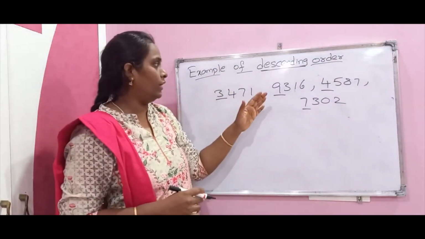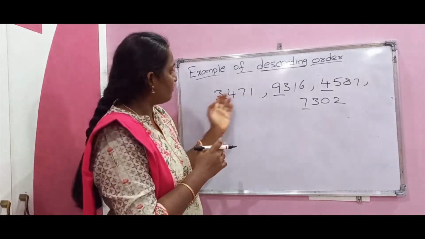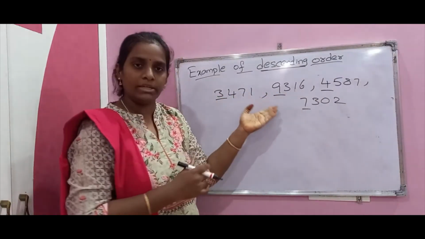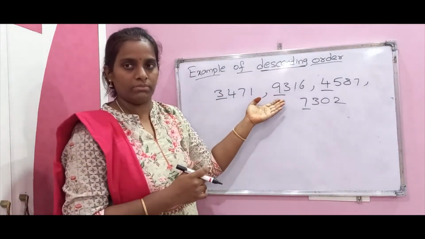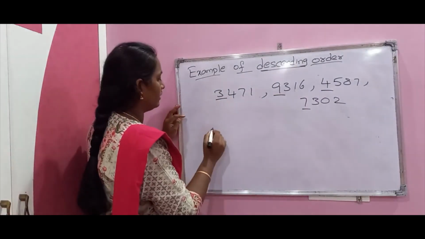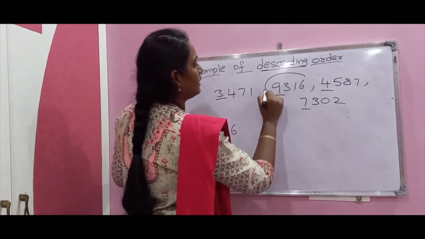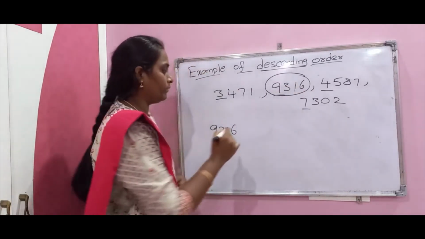Descending order. They are asking descending order. It means largest to smallest number. In these first digits, which is the largest number? 9 is the largest number. So, write this number here in descending order. 9316. So, this one is completed, circle it.